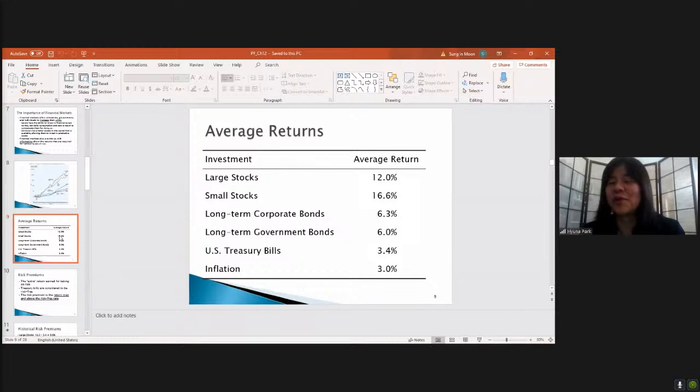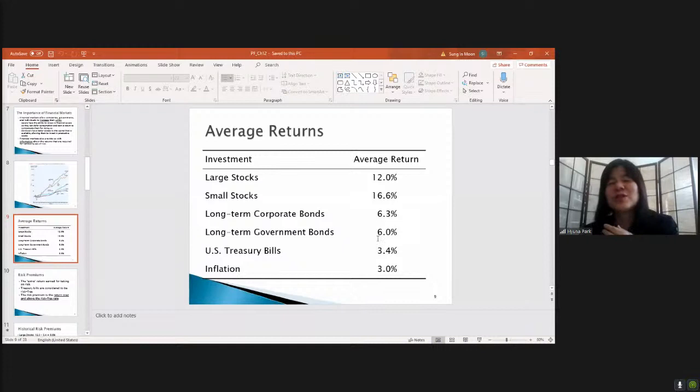This is a historical return, but you need to remember that expected return and historical return are different things. So don't use this when you make an investment for the future. So my point is, historical returns are not a guarantee for future returns.